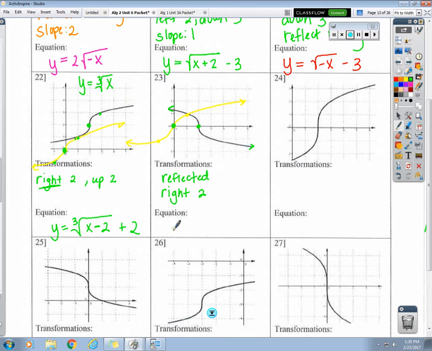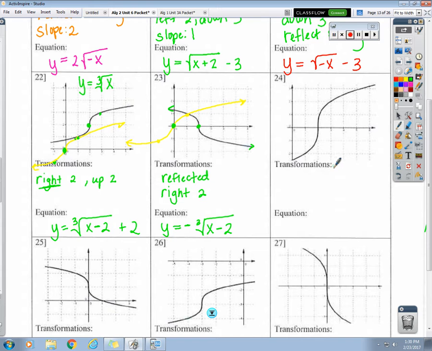So to write that as the equation, you do y equals, it's a cube root. To represent right 2, it's x minus 2. It doesn't move up or down. So, I mean, technically you could write plus 0 out here, but that's not necessary. And to reflect it, you throw a negative out front. With cube roots, if there's a reflection, always put the negative on the outside every time.